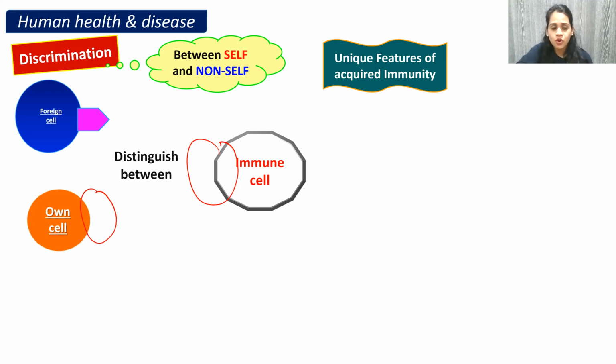So this is the own cell, this is the foreign cell which you can see. The own cell and the immune cell will have the same identification markers by which the immune cell will be able to recognize that, okay, this is our body's cell. So the next characteristic is discrimination.